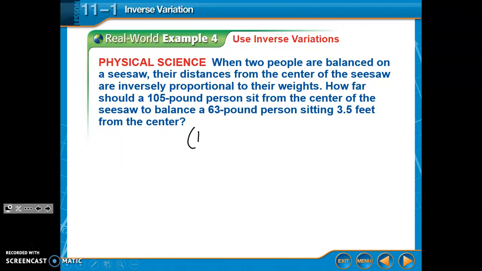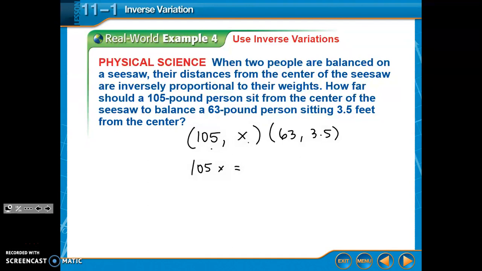So I can say 105 pounds. We don't know the distance that that person is sitting, so we're going to call that x. Okay, and then the other one is 63 pounds, and they're 3.5 feet away. Okay, so we want to solve for x. So we can remember we can do this times this. Our first point, it's x and y coordinates together. So I'm going to get 105x if I do that. And then I'm going to do 63 times 3.5.